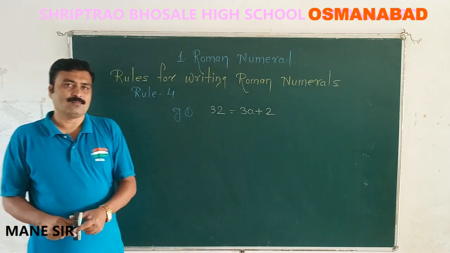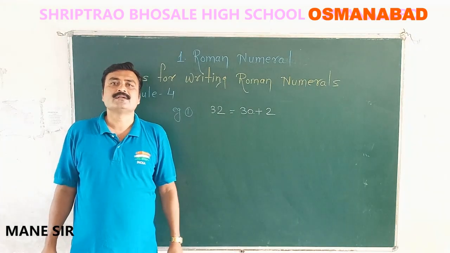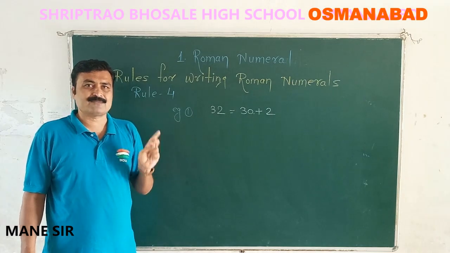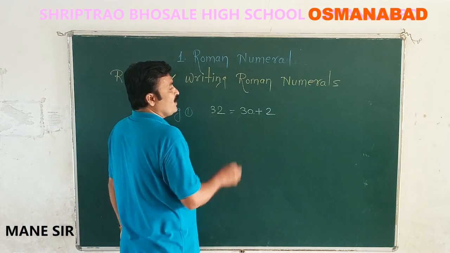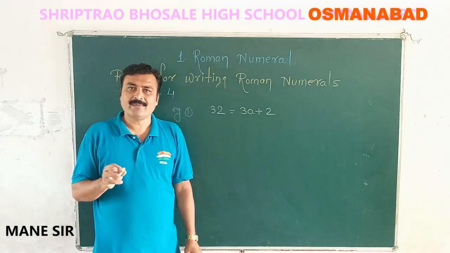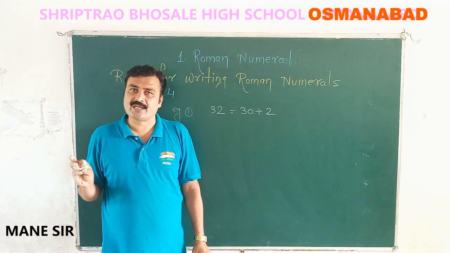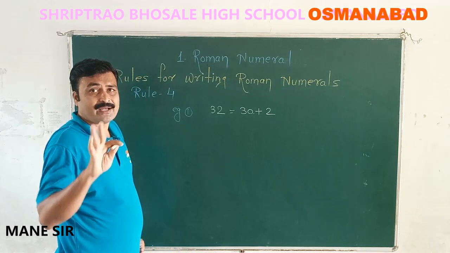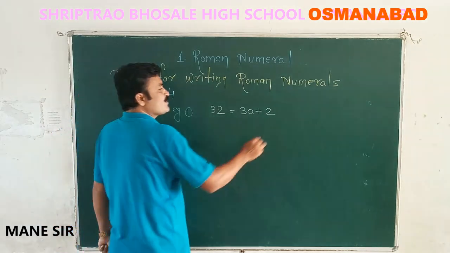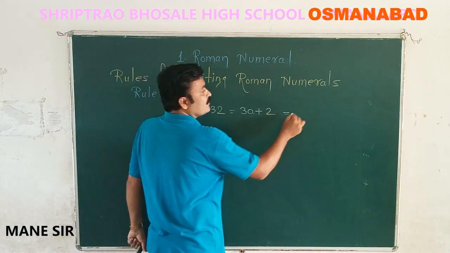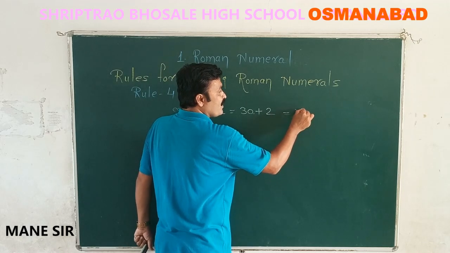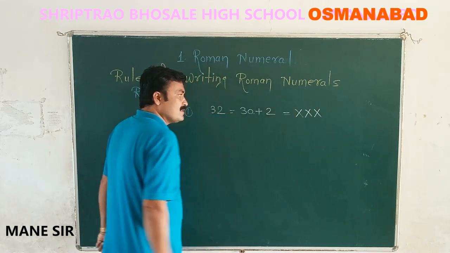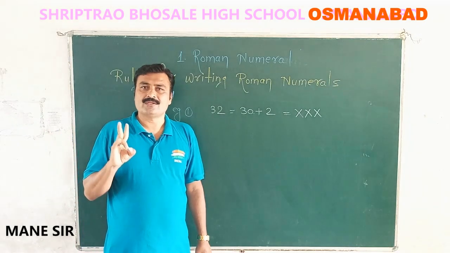Now the expanded form of 32, that we get as 30 plus 2. Now we get two groups in the expanded form. Now let's think how we can write the number 30. So if we make 10 plus 10 plus 10, we get 30 there. And according to rule number 1, X we can write 3 times continuously. So here I am writing 30 into Roman sign in this way: X, X, and X. This is 30, and easily you can write the Roman number 2.